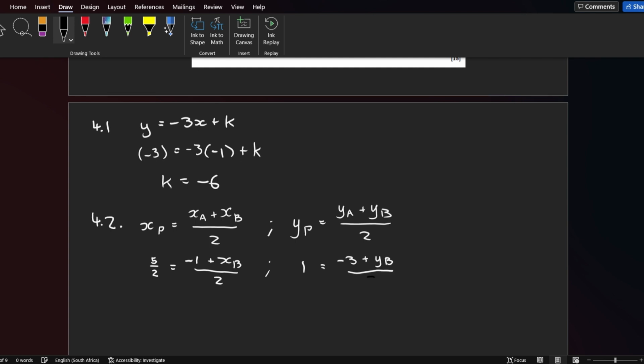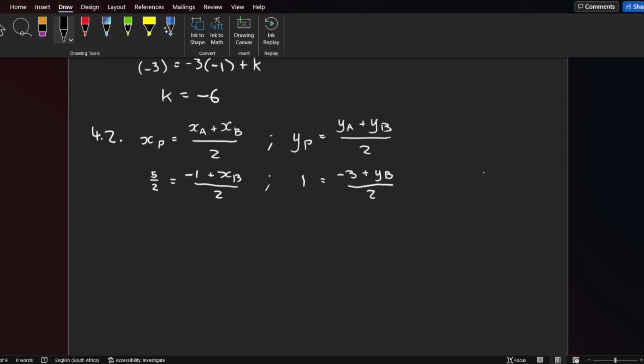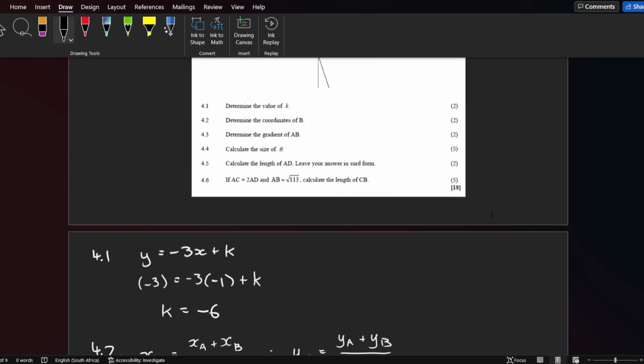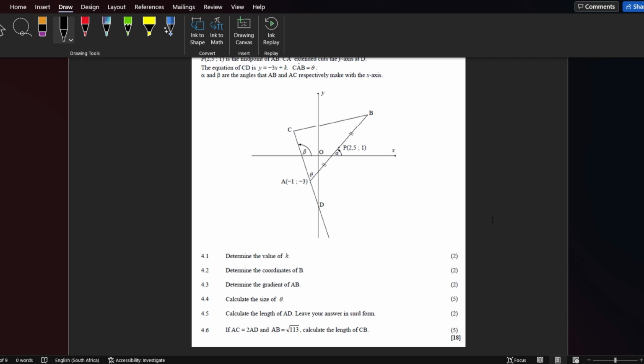And when making each of those the subject of the formula, we get the x coordinate of B to be 6, and we get the y coordinate of B to be 5. Therefore, our coordinate of B can be written as 6 semicolon 5. And that answers the question. They wanted the coordinates of B.